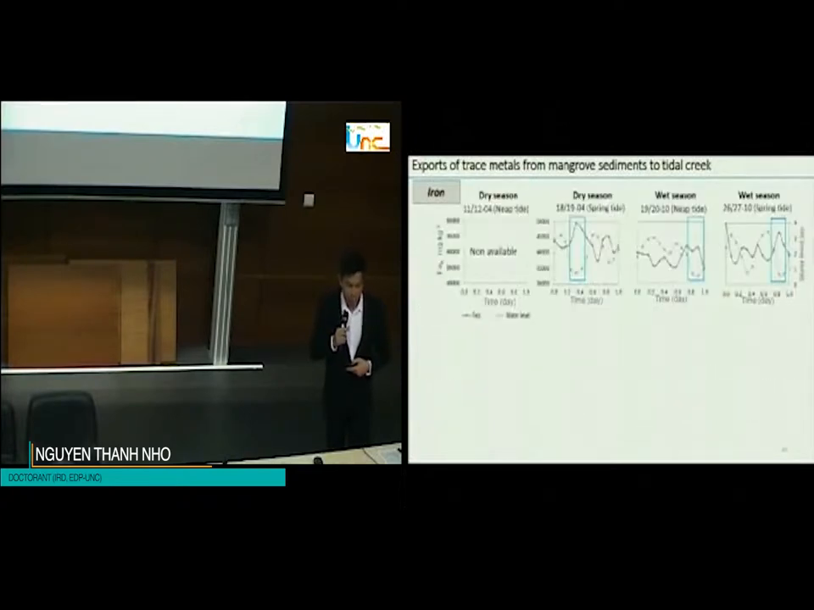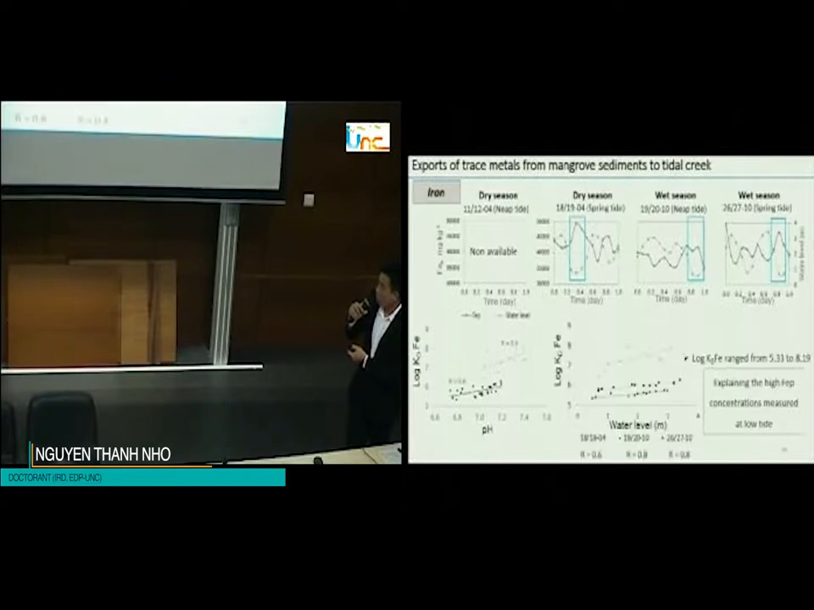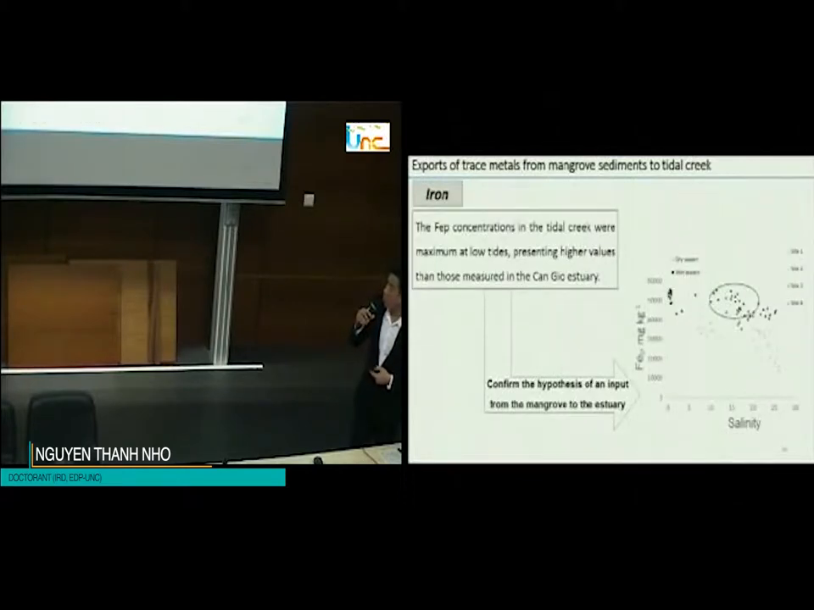And this research found a high particulate iron concentration at low tide during dry and wet season. Our hypothesis concerning the dissolved iron precipitation may be supported by positive correlation between particulate iron and BS associated with positive correlation between particulate iron and water level. Furthermore, the particulate iron concentration in the tidal creek was maximum at low tide, presenting higher value than those measured in the Can Gio estuary, confirming our hypothesis of an input from the mangrove to the estuary, specifically at the site covered by mangrove only, for example, of iron here.